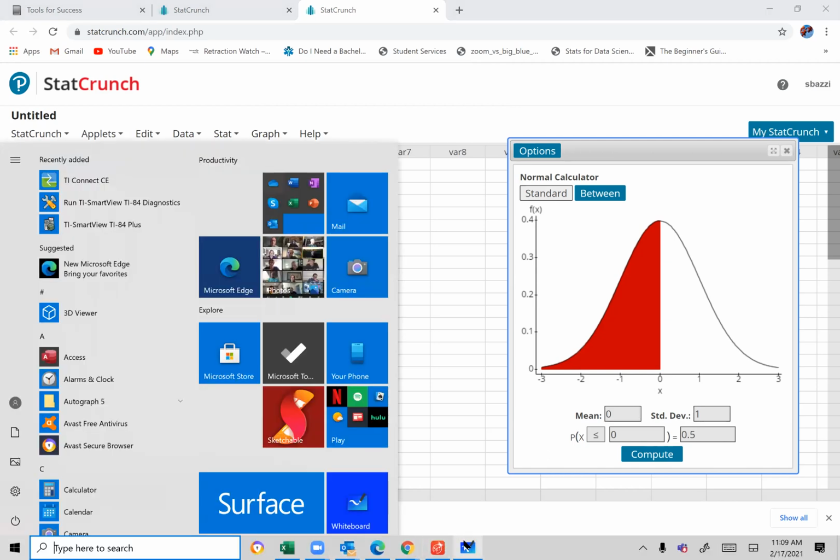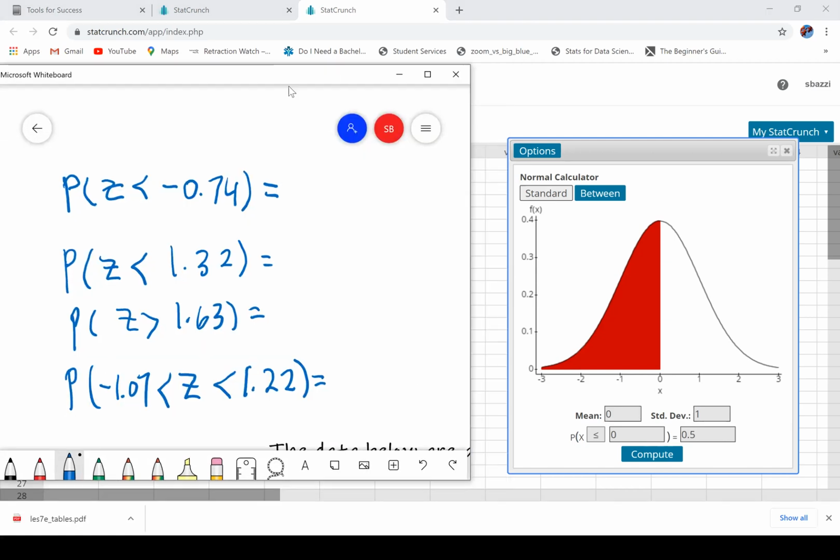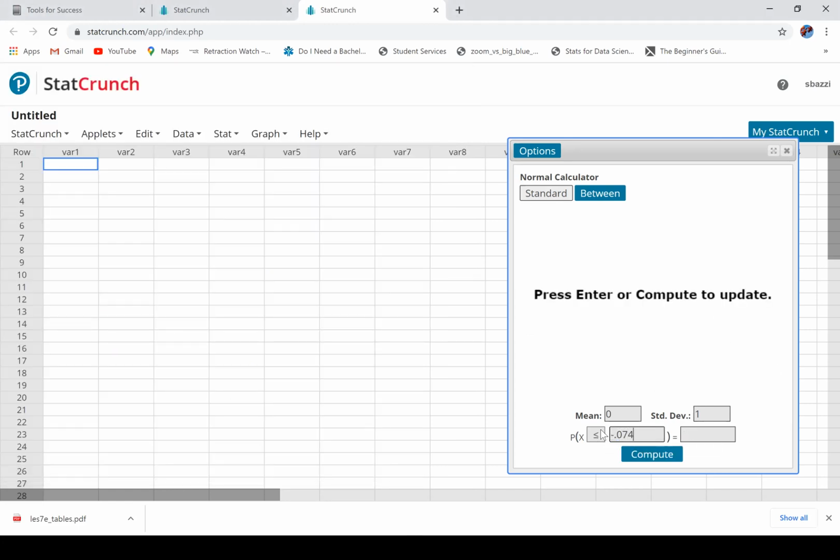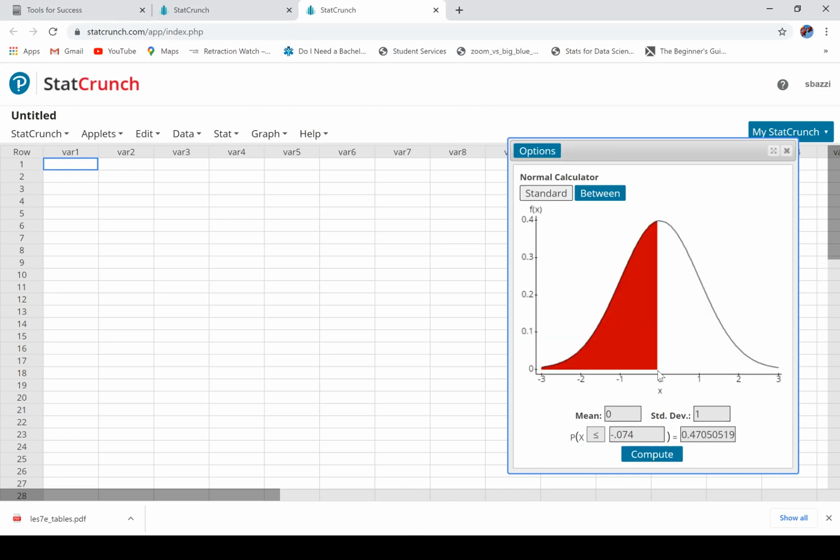And now I'm going to go to the question. We need a probability of z less than negative 0.74. It's an area to the left. Look how beautiful this calculator is. Less than, I already have the sign. And then you just put negative 0.74 right here and hit compute. And not only is it going to give you the answer, which is 0.4705, it's going to shade the area to the left of negative 0. Oh, I put negative 0.074, sorry. There you go.